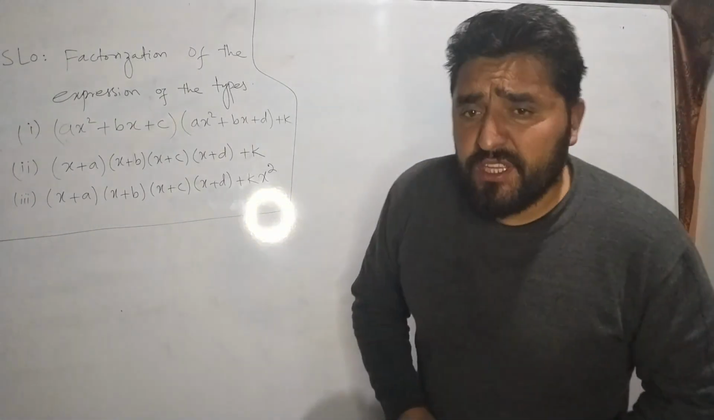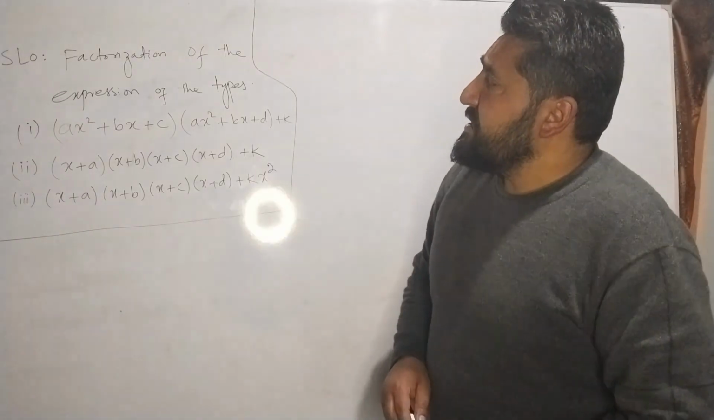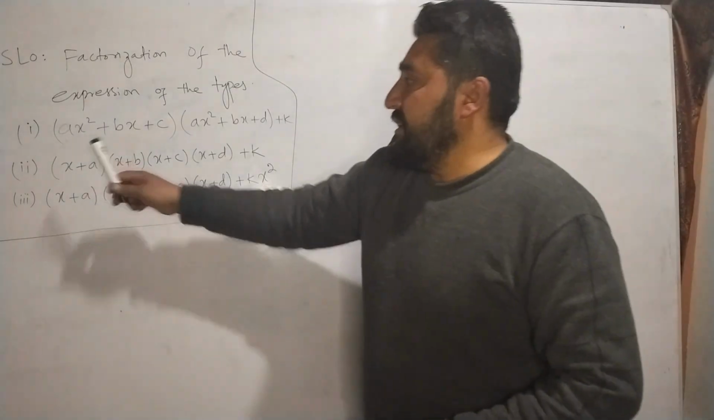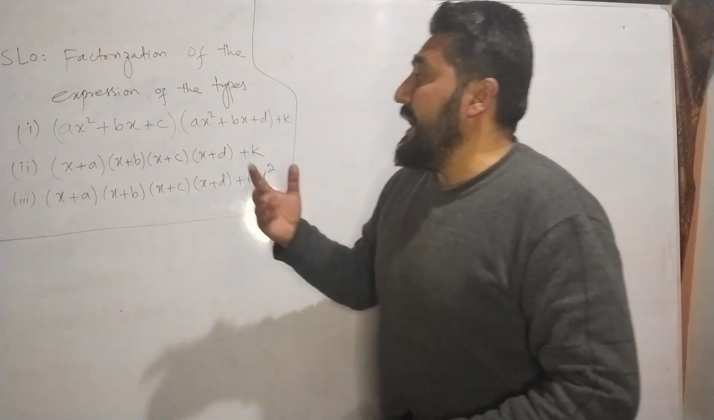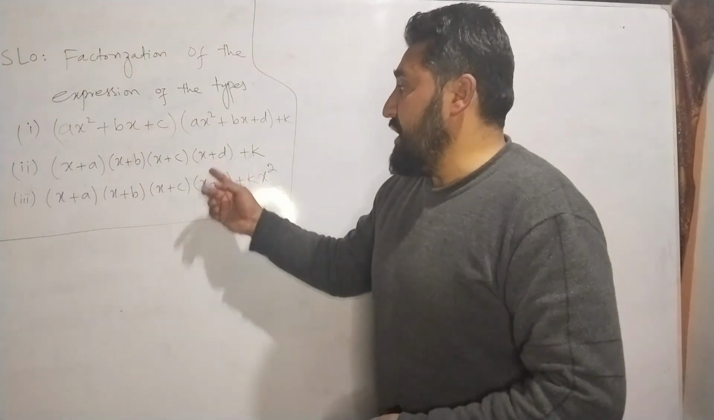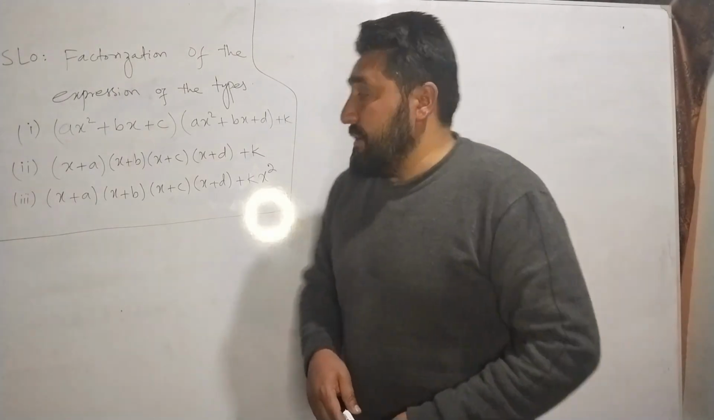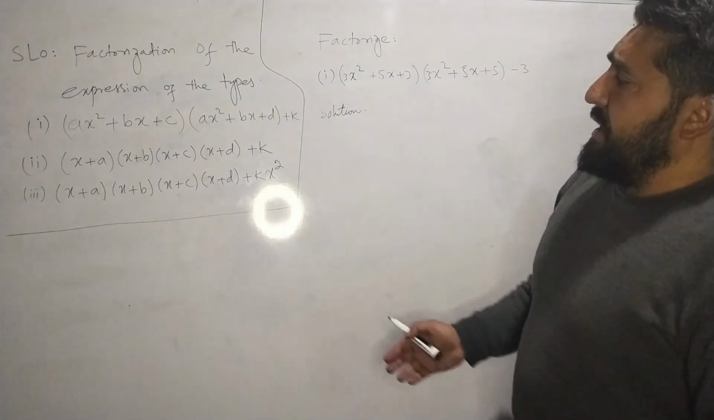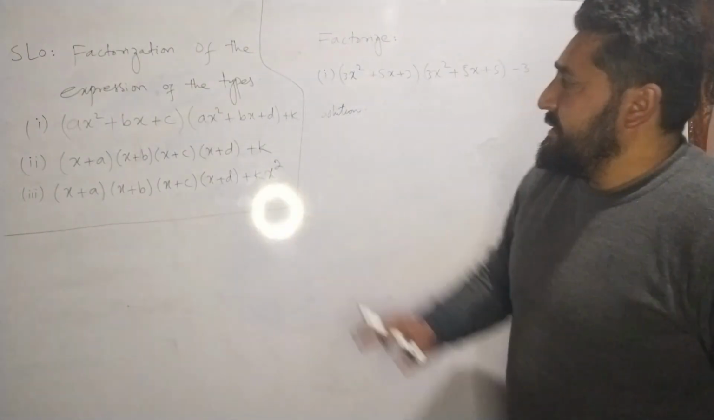Dear students, today we discuss the same chapter, that is factorization. So our SLO is like this one: factorize expressions of the type. The first type is this one. If some questions belong to this type, how can we solve such questions? And some questions belong to this type, how to solve them? Some questions belong to this type, how to factorize them? Is it clear? Okay, dear students, with the help of some examples I will explain how to factorize such questions related to the first type, second type and third type.